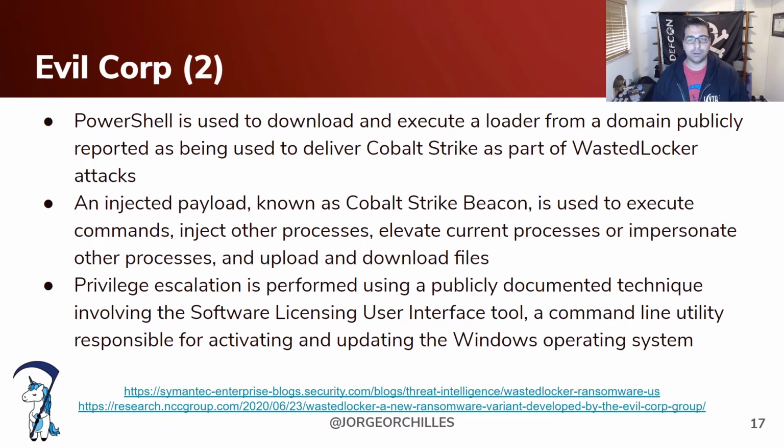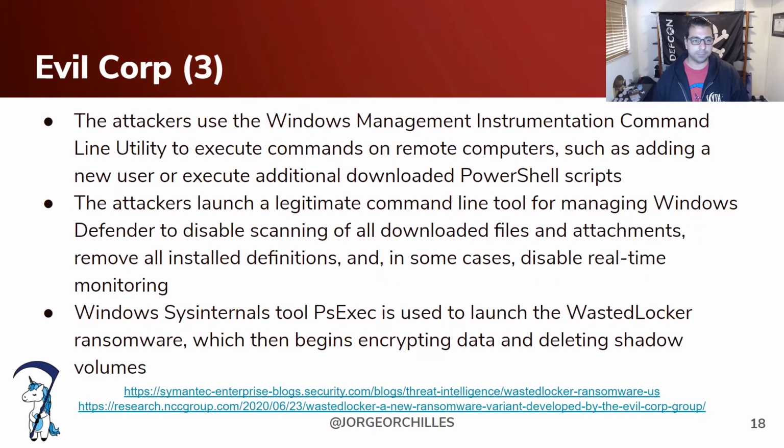The privilege escalation in this particular attack against Garmin seemed to be with the software licensing user interface tool, which is a command line tool that comes with the operating system. We call these living off the land because it's a tool that's already there. They would use that to escalate privileges. And then we learned as well from the cyber threat intelligence that the attackers would use WMI, which is the Windows Management Instrumentation Command Line Utility. This is also a living off the land tool. It comes with all versions of Windows to execute commands on remote computers, such as adding new users or executing additional PowerShell.